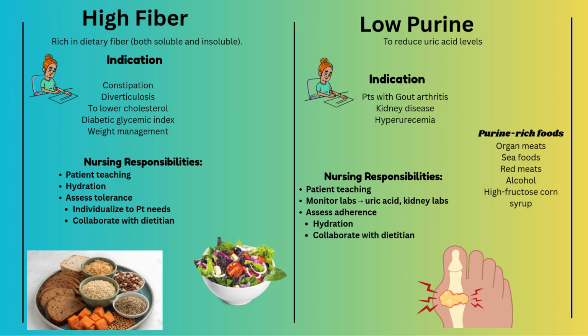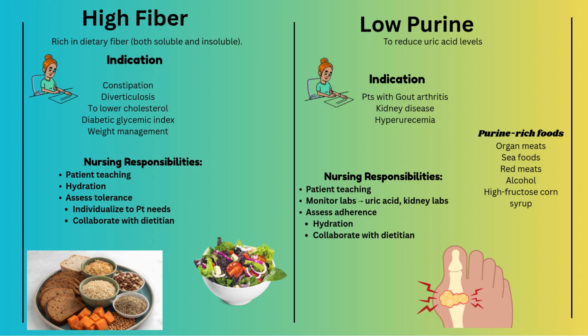Monitor tolerance, assess for diarrhea, bloating, or discomfort. Individualize, especially for patients who are in acute diverticulitis. You do not want them to be on a high fiber diet. You want them to be on a bland diet or NPO during the acute phase. Collaborate with the dietitian to tailor fiber to the patient's condition.